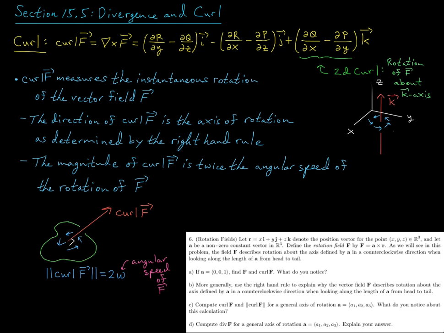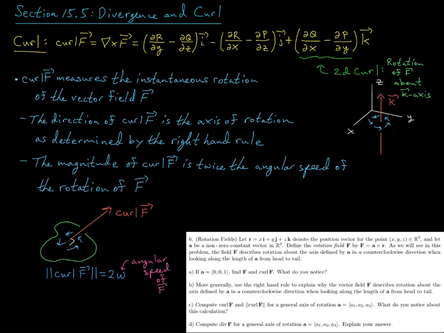Okay, so notice that if I took the three-dimensional curl of such a vector field, the i component would be 0 because R is constant 0 and Q doesn't depend on z, so this derivative here is 0. And the j component's 0 as well because R is 0 and P doesn't depend on z, so that's 0. So in that case, the curl has its direction as k, and that makes sense, right?